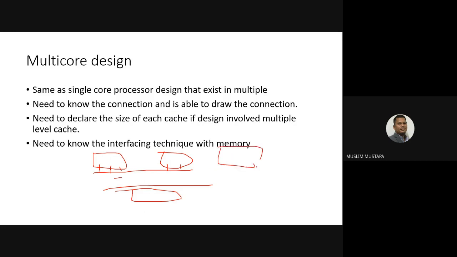For single core and then for multi-core, you have to know how to draw. Let's say for the multi-core, if there is a cache involved, you have to show where you put the cache and what level of cache it is, L1 cache or L2 cache. Where is it located in your design, and you have to specify the size of the cache. And for multi-core design, you have to know what techniques you can use to interface the memory. Everything has been covered, so you have to specify.